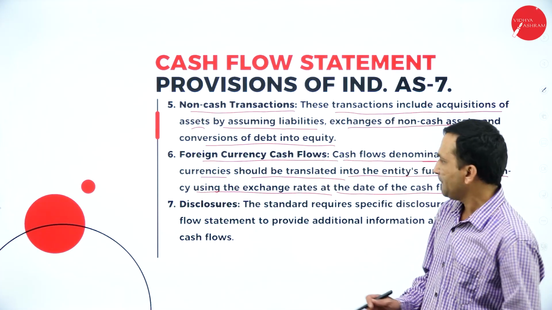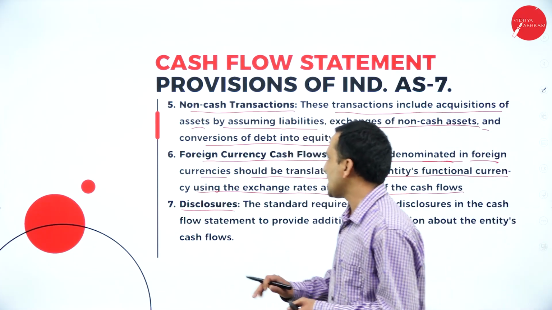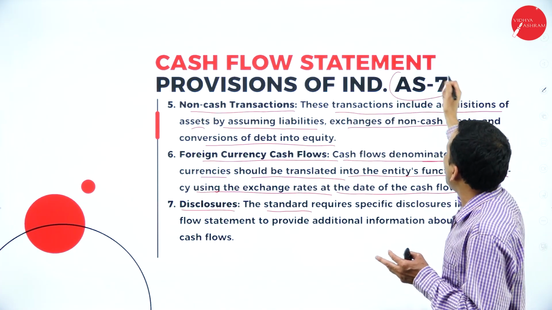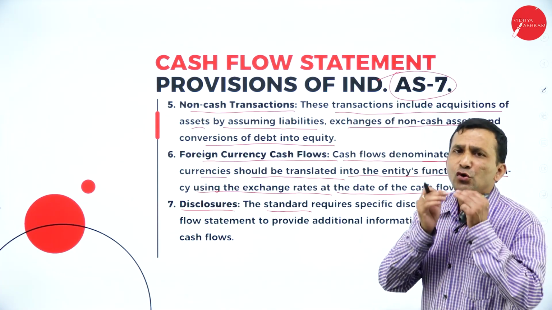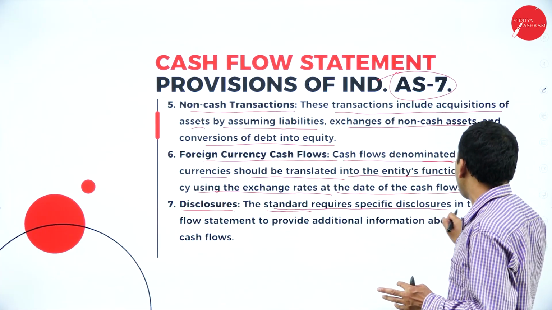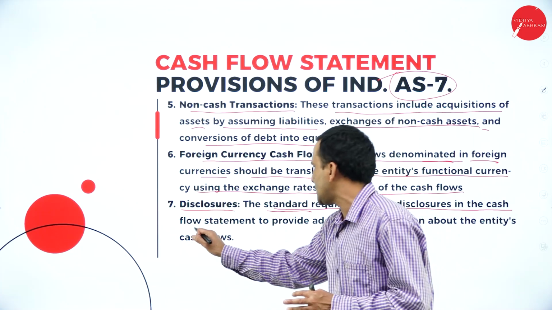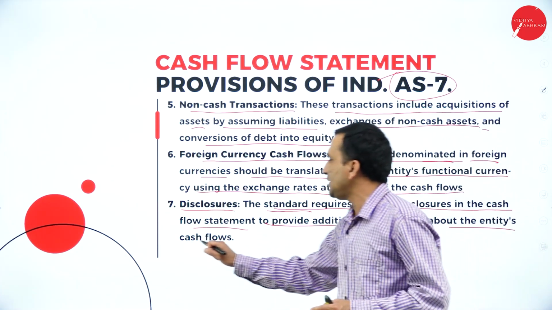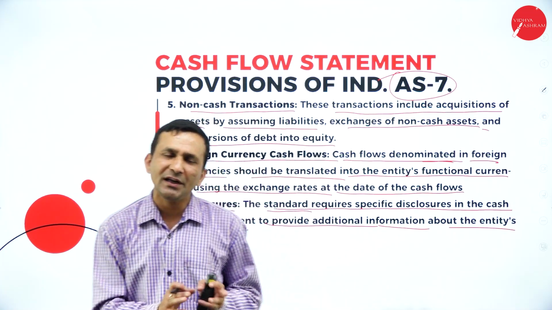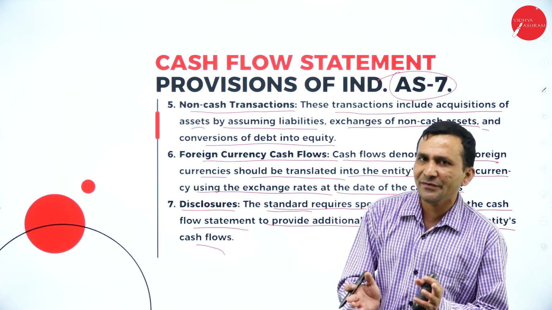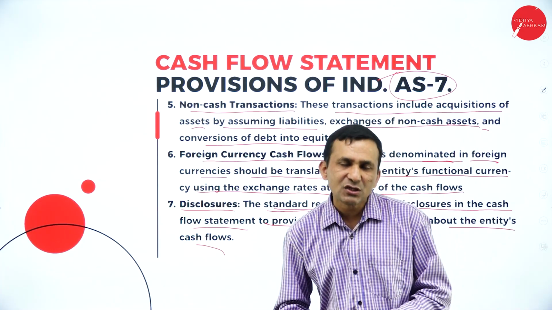so more benefits we are expecting. And the disclosure: the standard, whatever we are talking about, the Indian accounting standard, of course you need to disclose. So the standard requires specific disclosure in the cash flow statement to provide additional information about the entity's cash flow. Whether we are talking about operating, financing, or investing, whatever it may be, you need to disclose it.